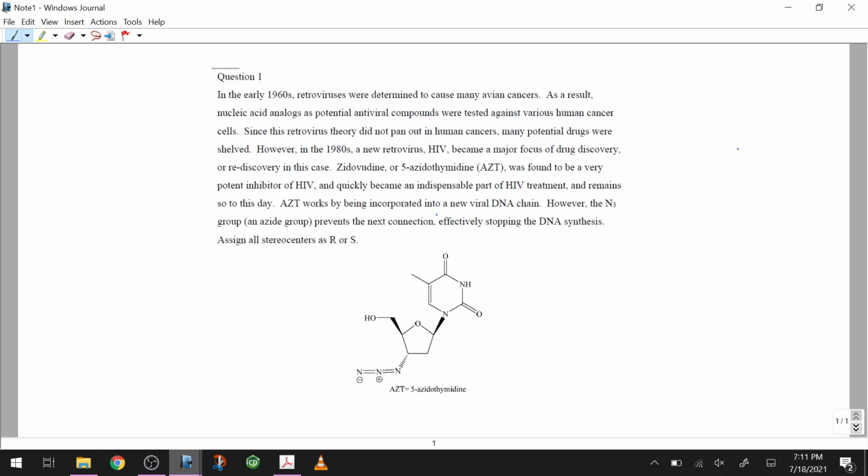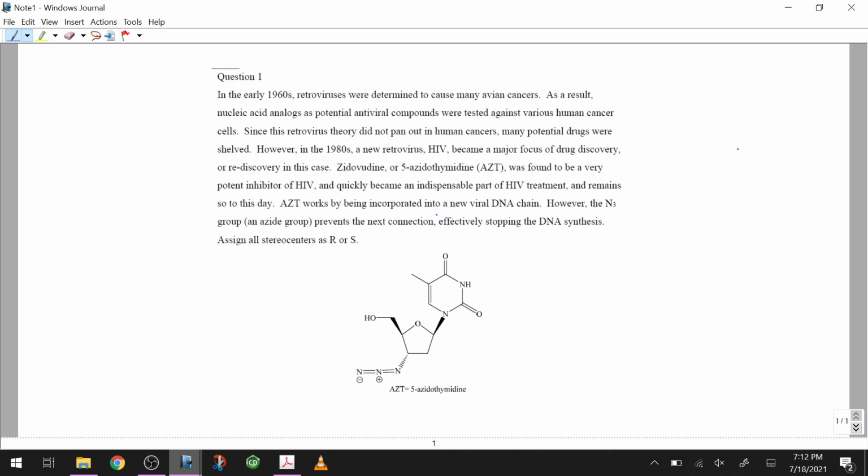Now, I put some of the background material here because I think it's interesting, and also because we're still in the midst of a pandemic that's caused by a retrovirus. So, little pieces of understanding how it works may help us fight the next one a little bit better, because by then, some of you will be out there doing something involved with medicine. So, hopefully you learn from this. But the question itself was just about stereochemistry, assigning R and S.